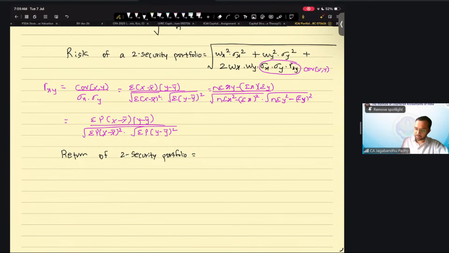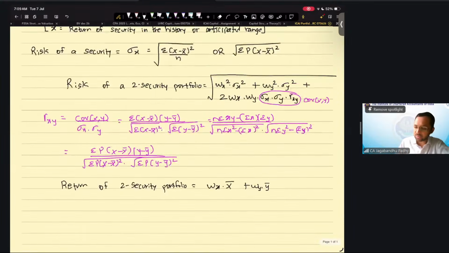Return of a two-security portfolio is the weight of x into the average or expected return of x, plus the weight of y into the average or expected return of y. So these are the portfolio risk and return.